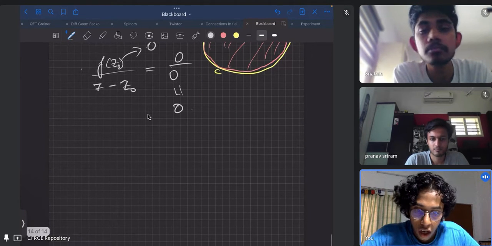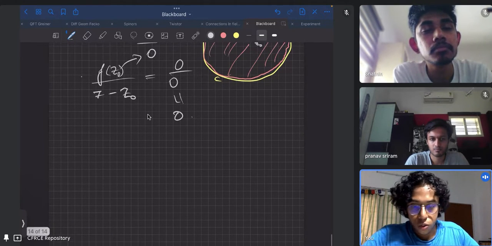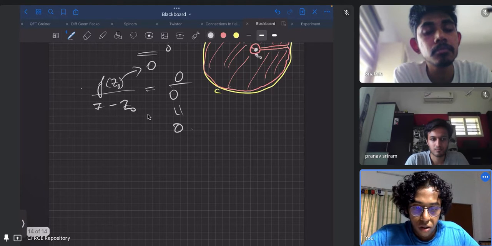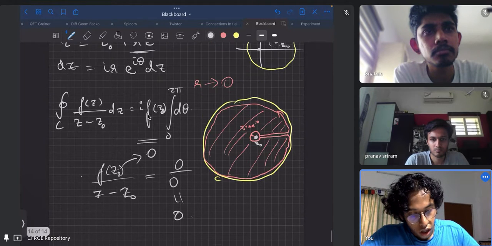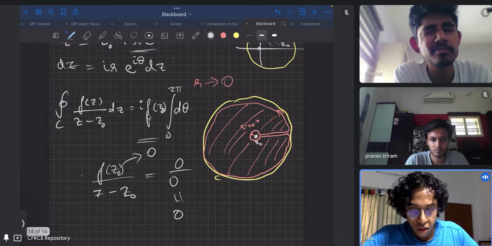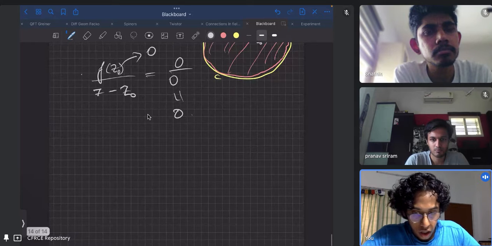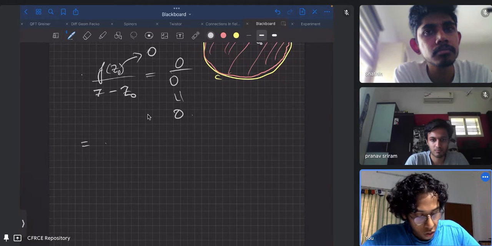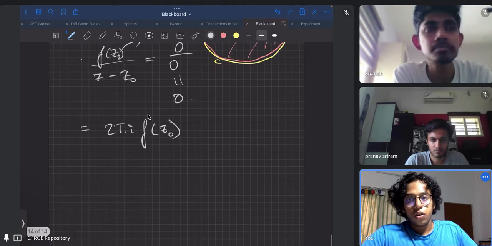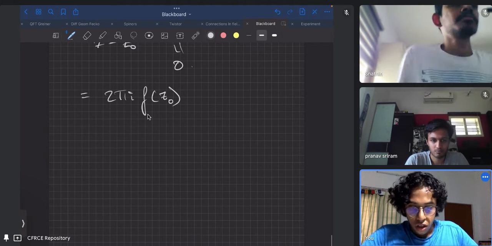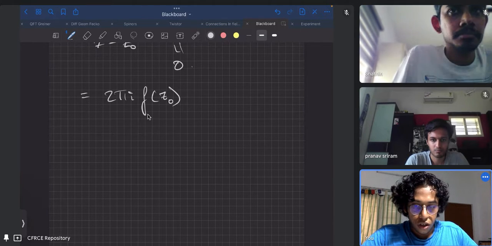You can actually calculate the integral and see it for yourself, but this is the essential intuition behind that. And now let's use it. In the limit of r equal to 0, we essentially obtain that this is equal to 2 pi i f of z naught, which is the value of the integral.